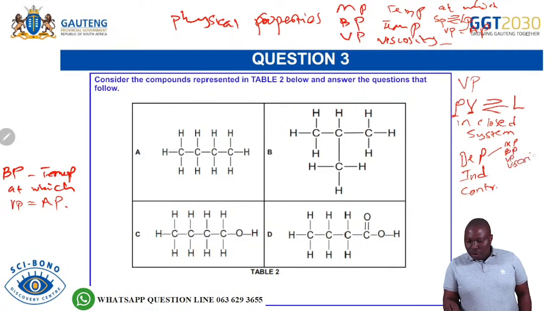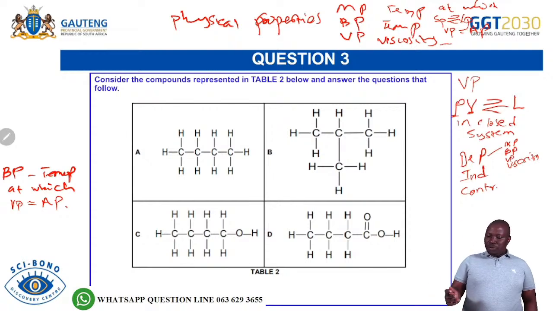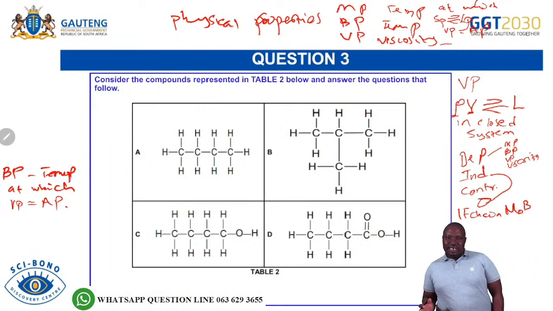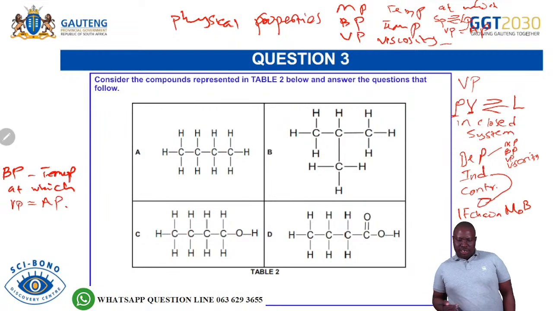So when you go to a question about viscosity, that is your dependent variable, and those are the 4 dependent variables. Independent variables that we are doing, I will say to you, you can use the IF, chain, mob, just to remind yourself of our independent variable. What do we change during this experiment?